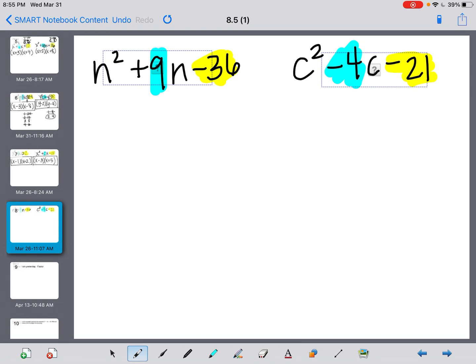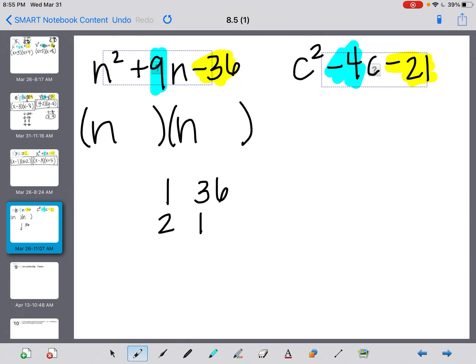All right, last set before I let you work on your homework for today. I need an n in each, a number that multiplies to be 36. So my factors are 1 and 36, 2 and 18, 3 and 12, 4 and 9, 6 and 6. Okay, now I need those to add to be 9 somehow.